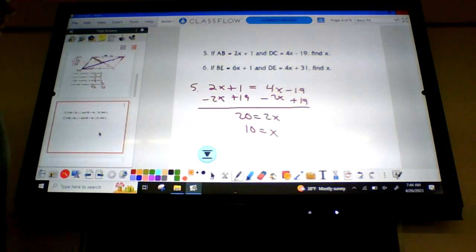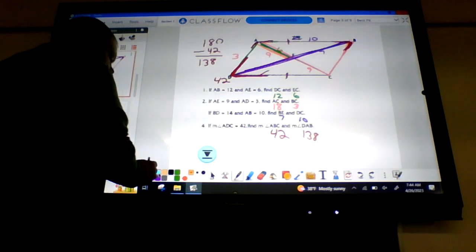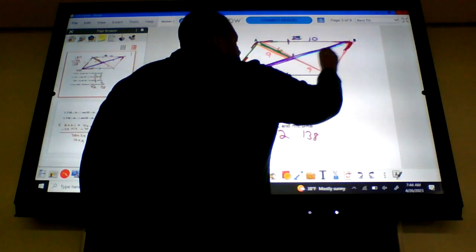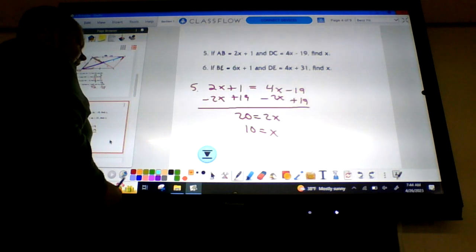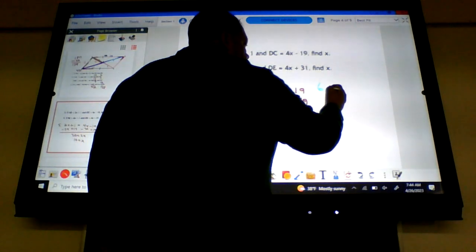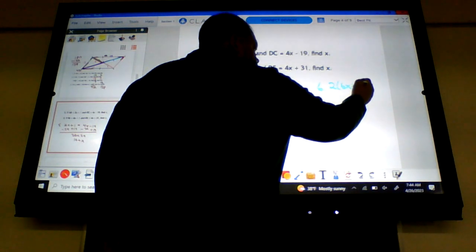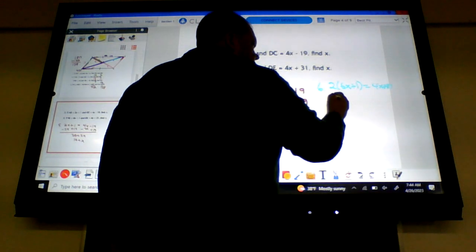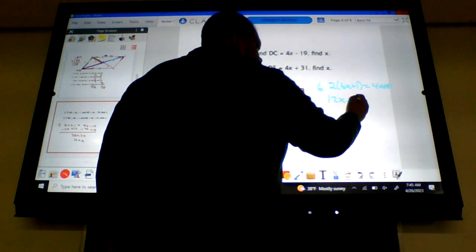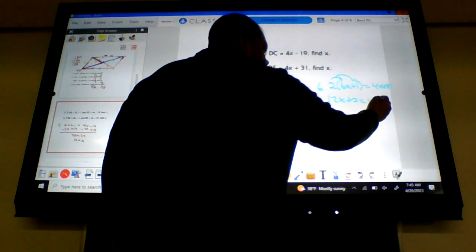Okay. Our next segment talks about BE and DE. So let's flip back up here. With BE and DE, here's BE. DE is the entire length. So I know that BE is half the length of the whole diagonal. So it's always going to be easier to double my smaller part. So 2 times 6x plus 1 is going to equal 4x plus 31. So that gives me 12x plus 2 when I distribute, equaling 4x plus 31.